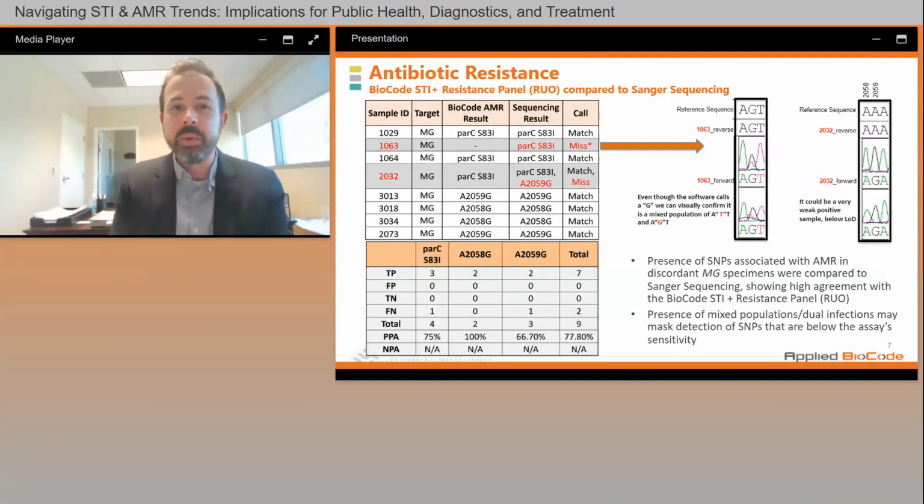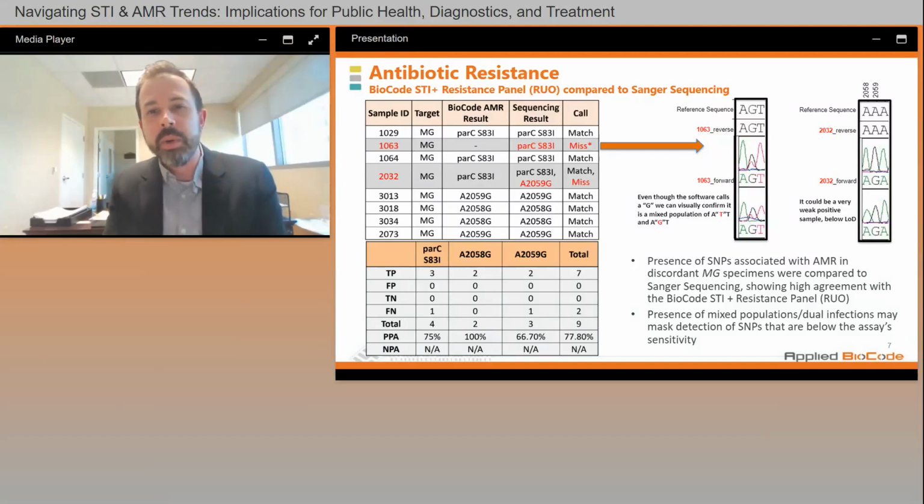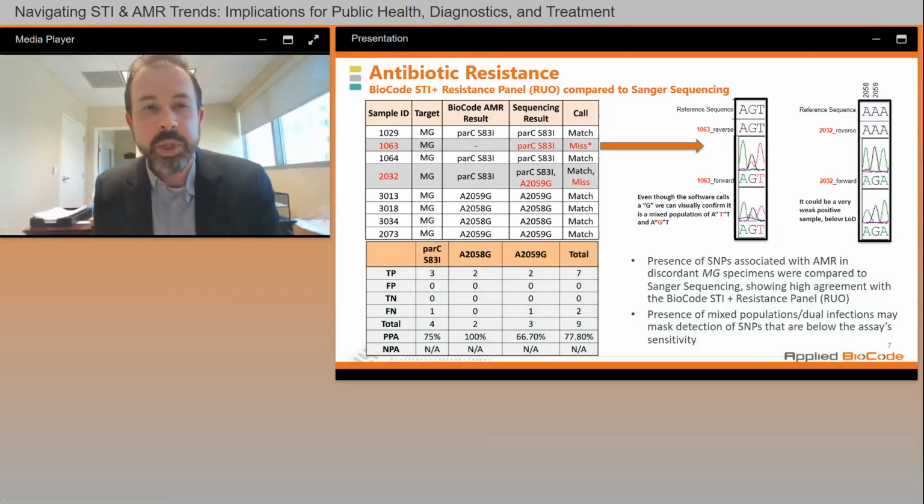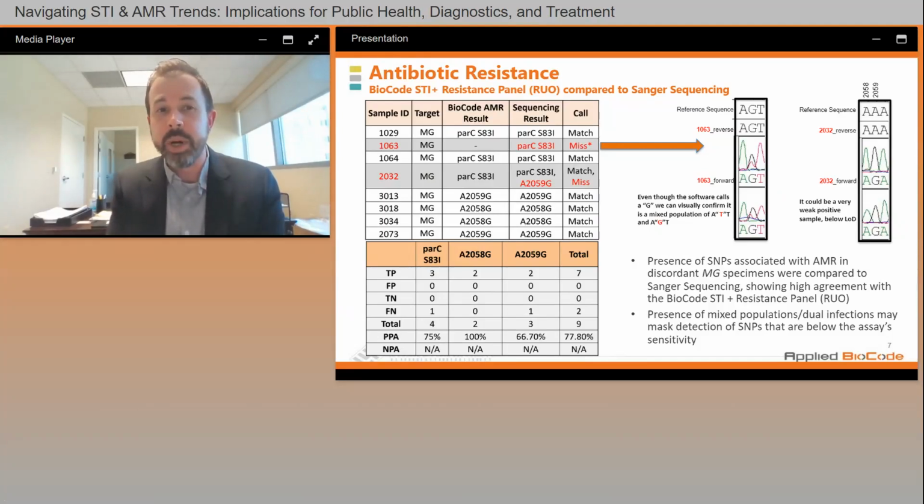So out of the 8 samples, 6 have shown a perfect match when compared to sequencing. But there were some misses: a miss for ParC S83I in sample 1063 up at the top of the chart there, and a partial miss in sample 2032, where an additional SNP was detected upon sequencing. Really looking at these samples, you can see some details to the right.